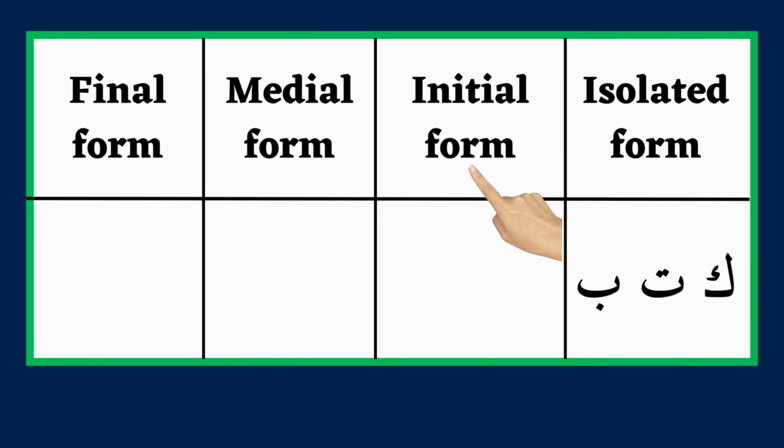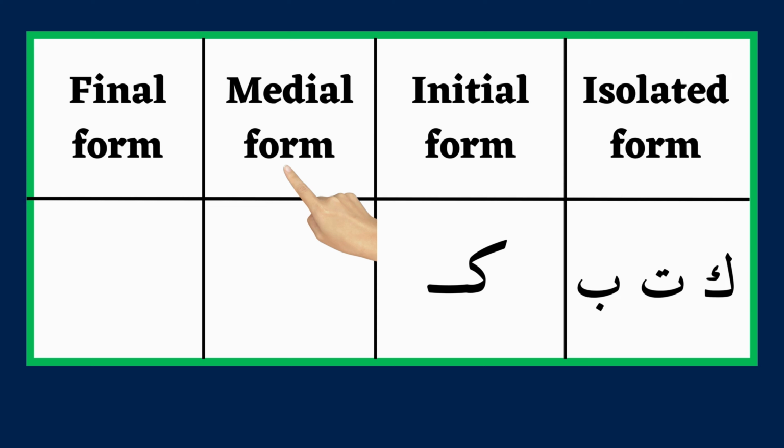Practical example. The letter kaf in this word takes its initial form. This form signifies that the letter is at the beginning, and with this sign, it is inviting another letter to join.